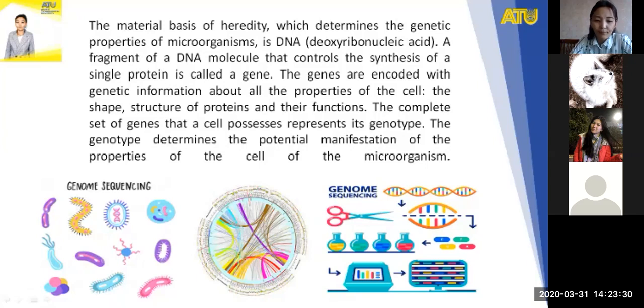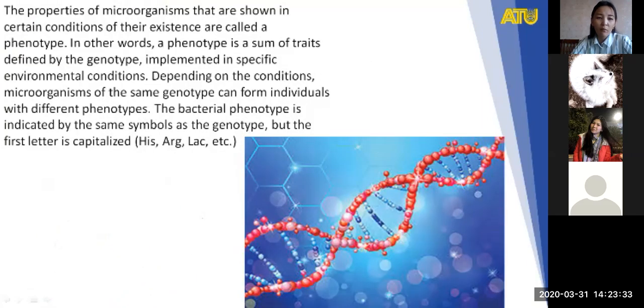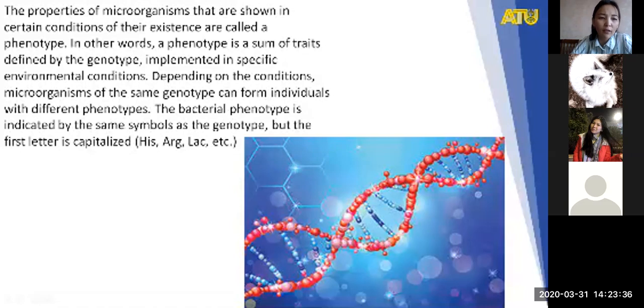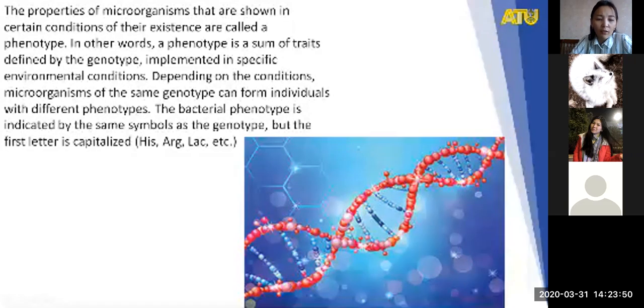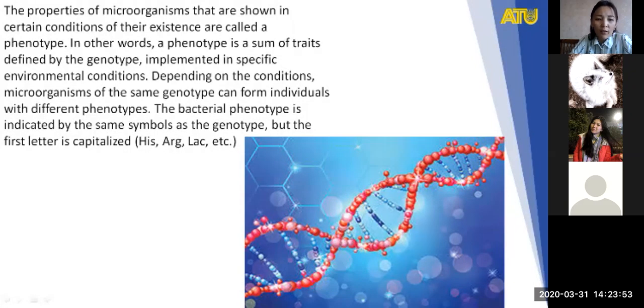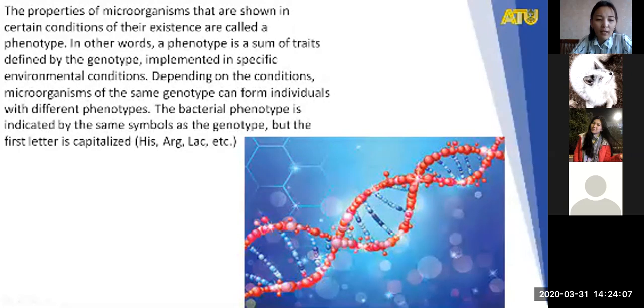And the next slide. The properties of microorganisms that are shown in certain conditions of their existence are called a phenotype. In other words, the phenotype is the sum of traits defined by the genotype and implemented in specific environmental conditions. Depending on the conditions, microorganisms of the same genotype can form individuals with different phenotypes. The bacterial phenotype is indicated by the same symbols as the genotype, but the first letter is capitalized: Histidine, Arginine, etc.